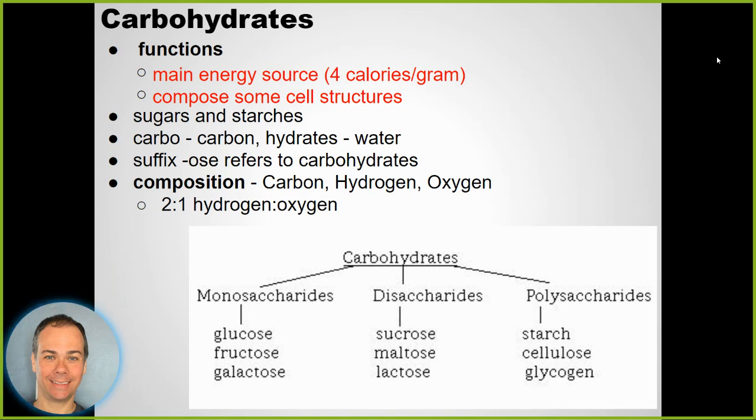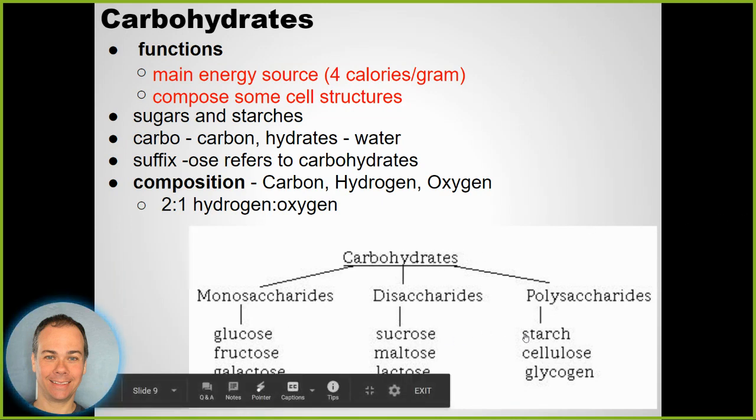And they're made of only 3 things. All carbohydrates are made of carbon, hydrogen, and oxygen. And you always have a 2-to-1 ratio, 2 hydrogen for every oxygen. Think about it. You probably know glucose, C6H12O6. There's 6 times as much hydrogen as there is oxygen.